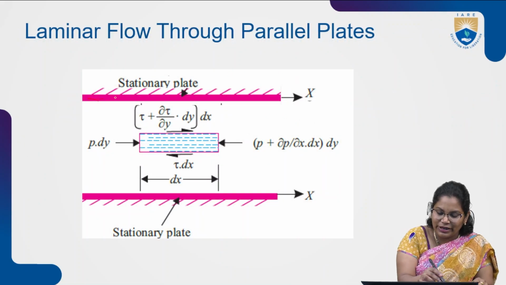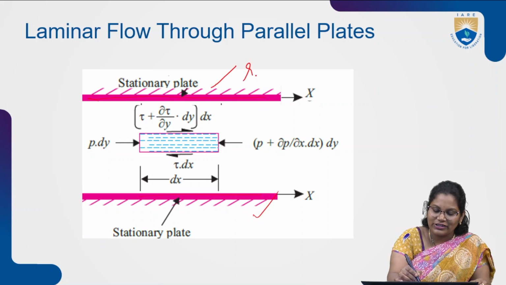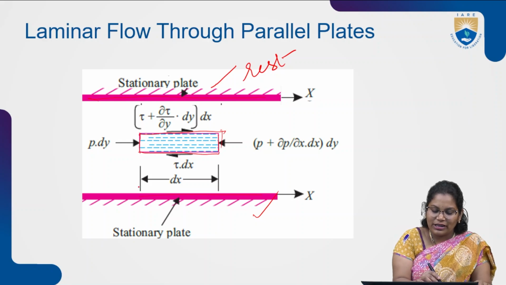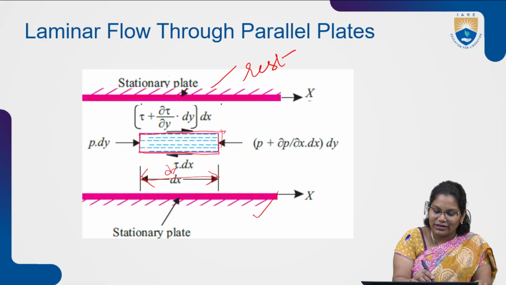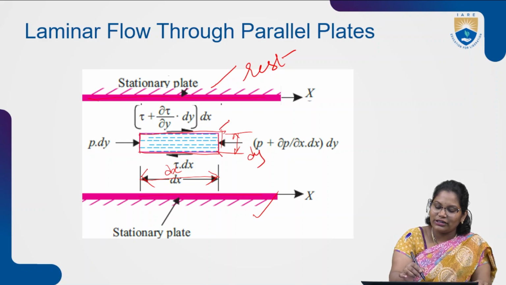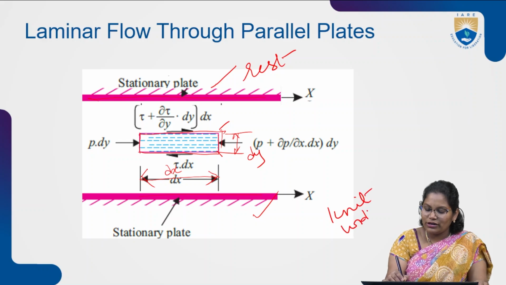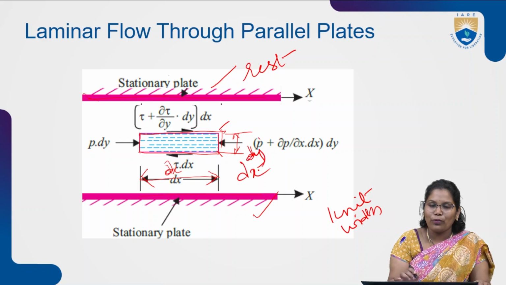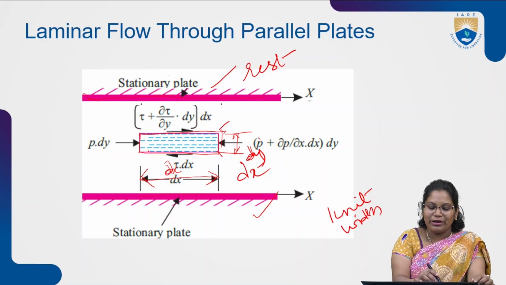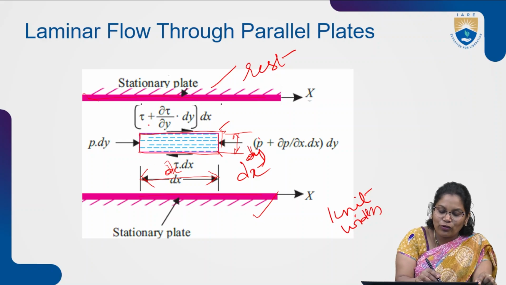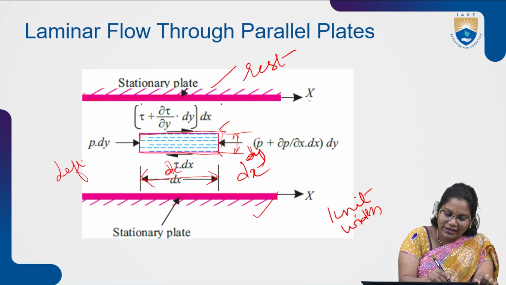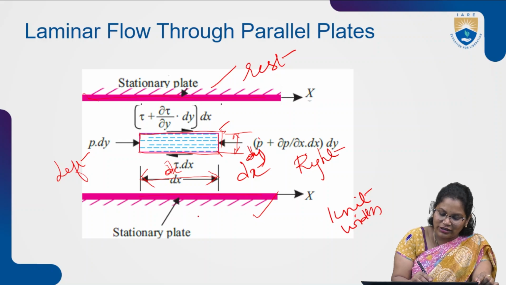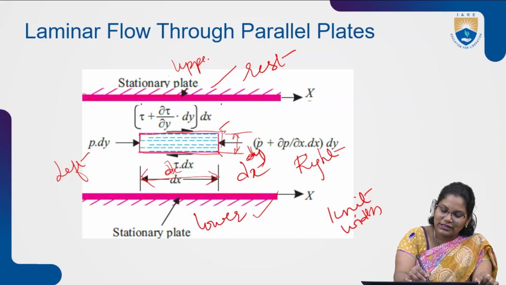So here is the image. Both the plates are stationary, that is a rest condition. Here is the small element that we are taking, with distance dx in x direction, thickness dy in y direction, and unit width in the third direction. We are taking a two-dimensional image, so we are taking only dx and dy. To this element there are 4 forces acting around it: one on the left hand side, one on the right hand side, one on the lower side, and one on the upper side.